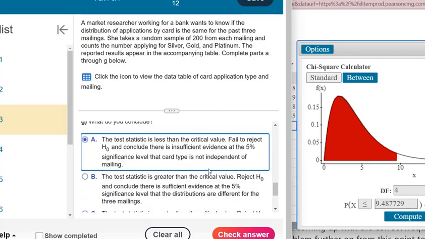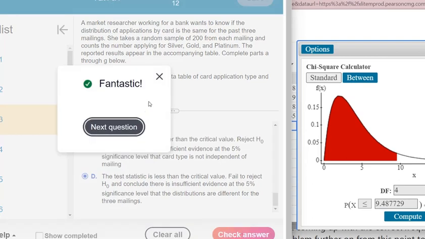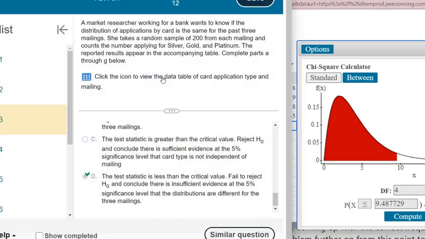Okay. This is not independent of mailing. That would be if it was a chi-square test of independence, but we were asked to test whether the proportions are the same. So this is the correct answer. So just watch out for that last part. One's for a chi-square test of independence, and one is for the one we want for the test of homogeneity. Okay, that's it.